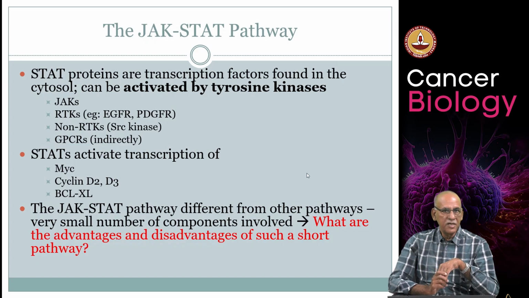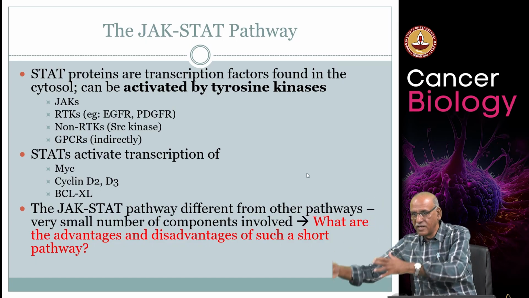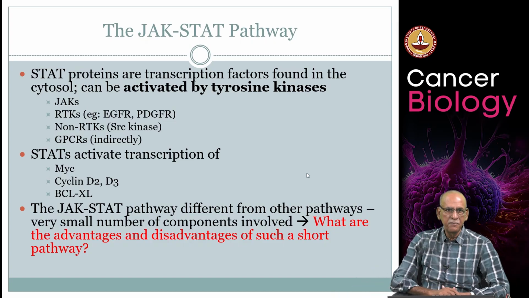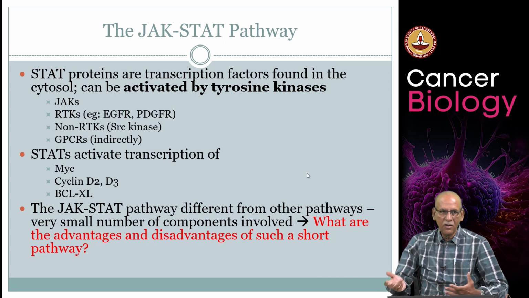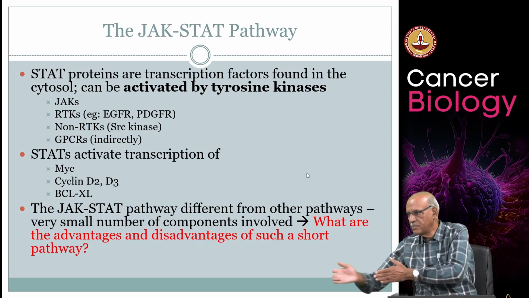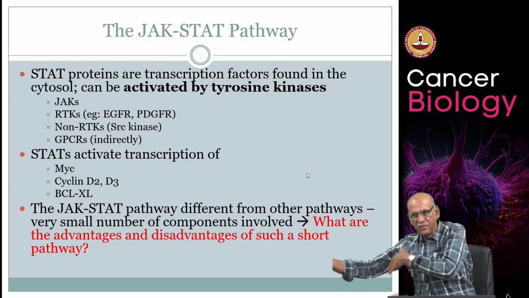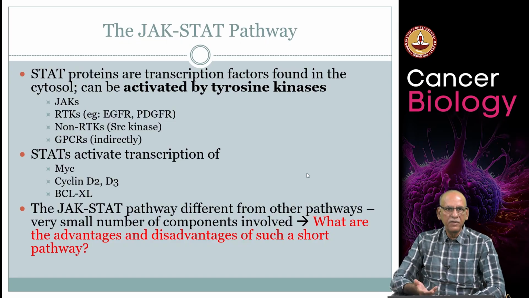Is there any advantage of having a small number of components instead of having a lengthy list of signaling intermediates? Yes, because with a short pathway you end your duty very quickly, correct. If there is a function, it will not take a long time, because if there are long intermediates, it is going to take some more time to do whatever function the pathway is intending to do. So, that way it has advantages.